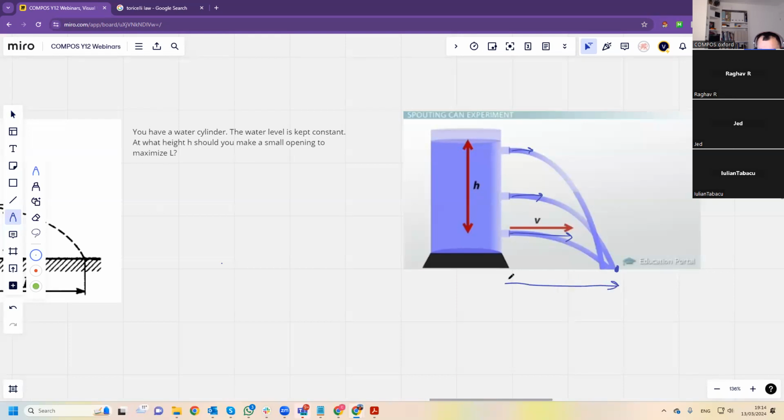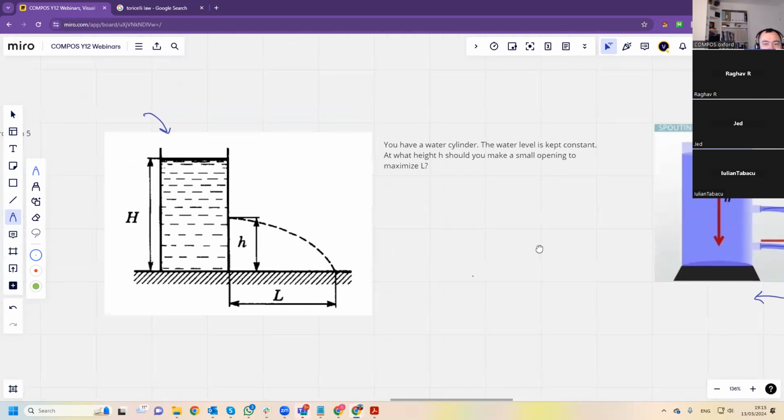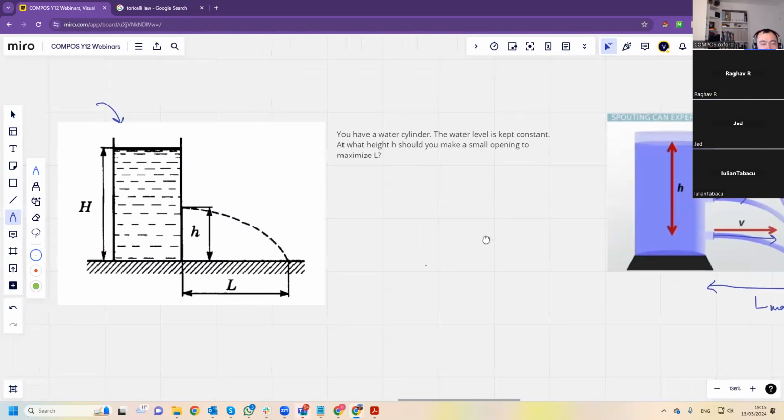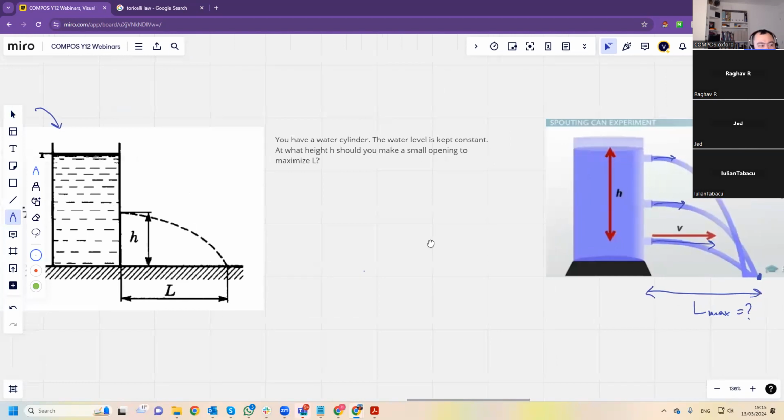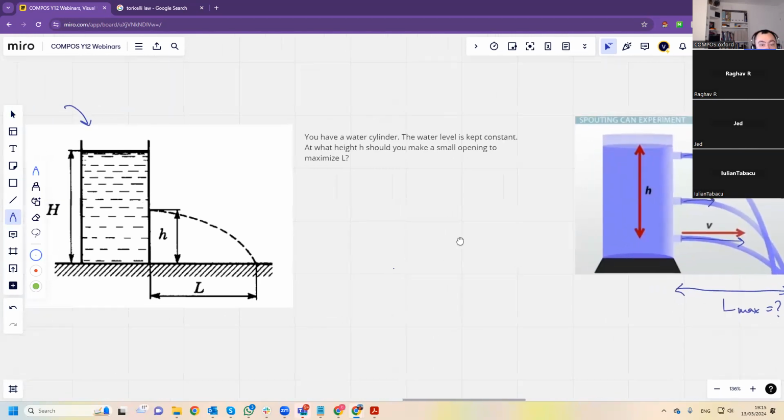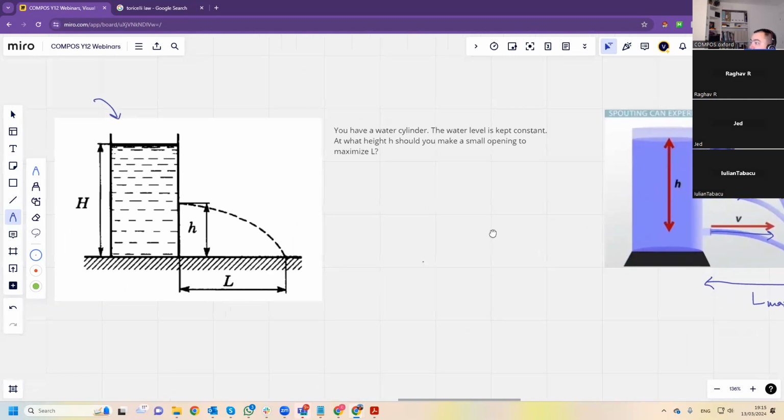Okay, L max. Does everyone understand the question? Where do we need to make a hole? Because if you make it higher, you have a longer time, but smaller speed.